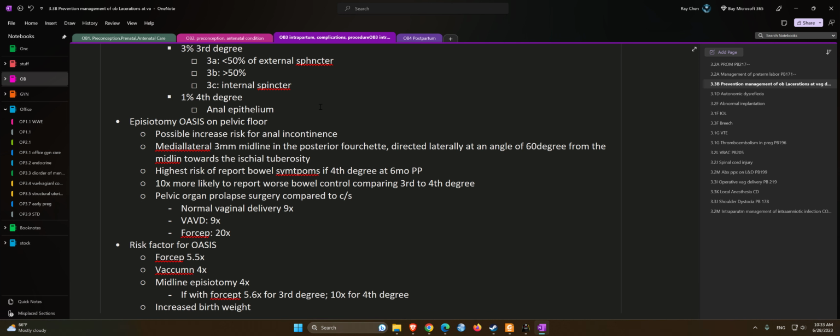There's a high risk of reported bowel symptoms if there's a fourth degree laceration at 6 months postpartum. Patients are 10 times more likely to report worse bowel control compared to the third degree.